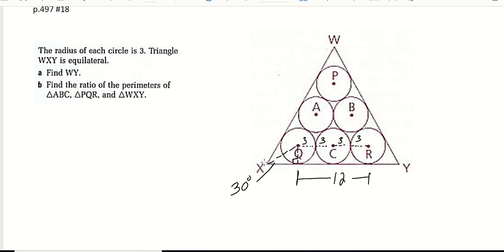So this segment from vertex X to the point of tangency, and this segment here from vertex X to the point of tangency, those two are going to be congruent as well. So we end up with a kite. And if I draw in segment XQ, that's going to divide that kite in half. So we end up with two triangles that are congruent to each other. And those two triangles happen to be right triangles.